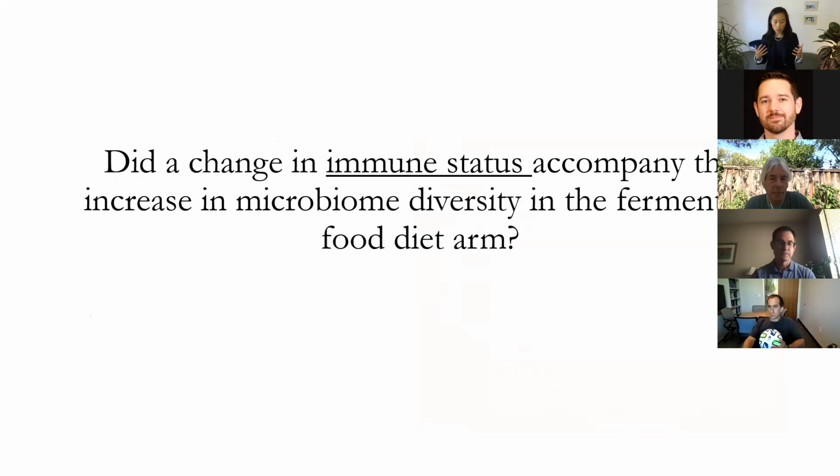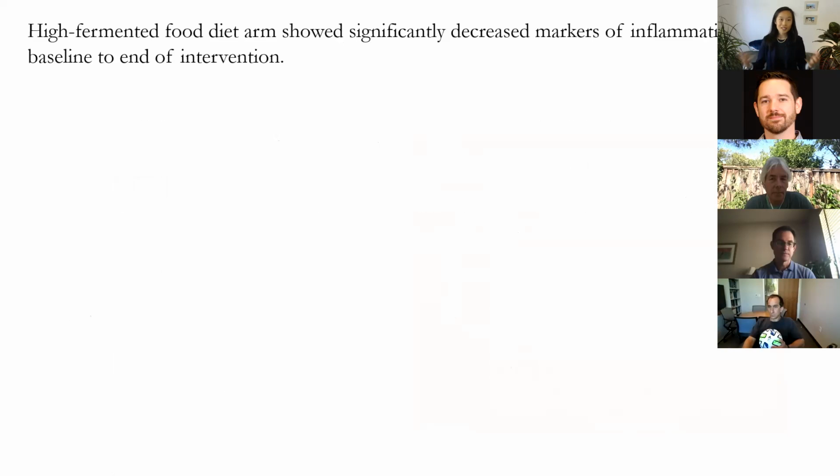Okay, so focusing on the fermented foods and how we saw this big change in microbiome diversity, was there a change in immune status that accompanied it? And so the big highlight of the paper, what everyone has been talking about, is that the high fermented food diet arm showed significantly decreased markers of inflammation.